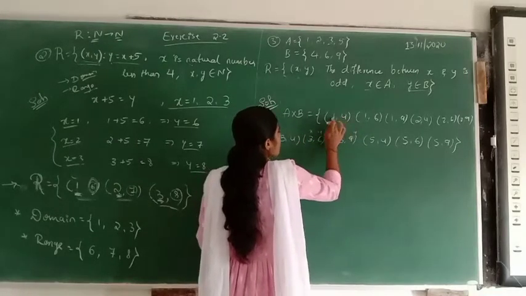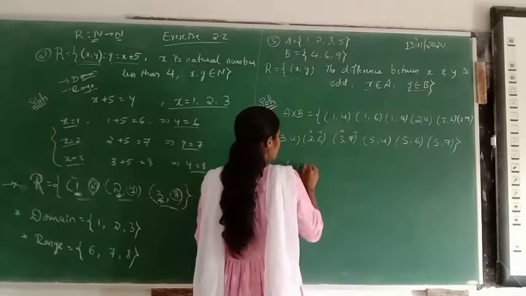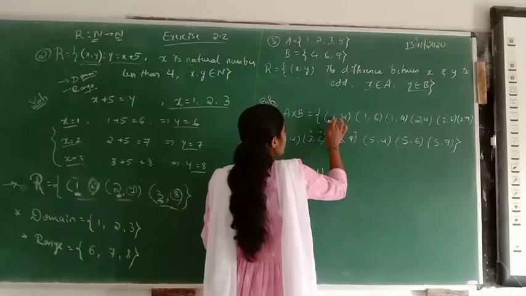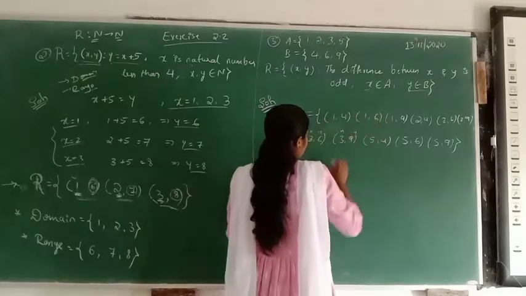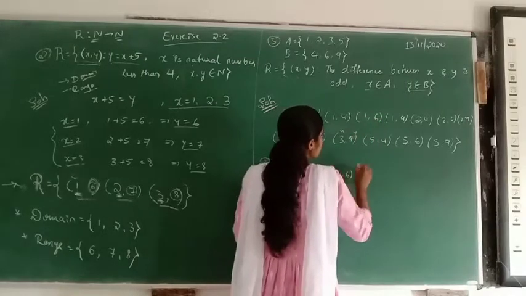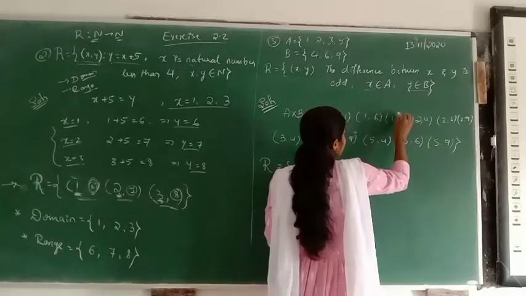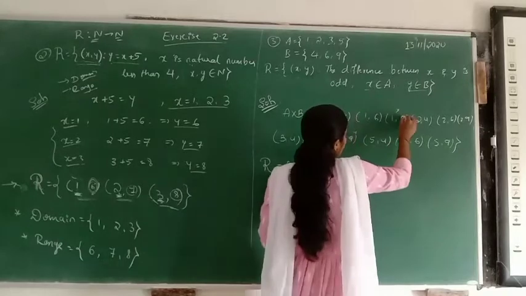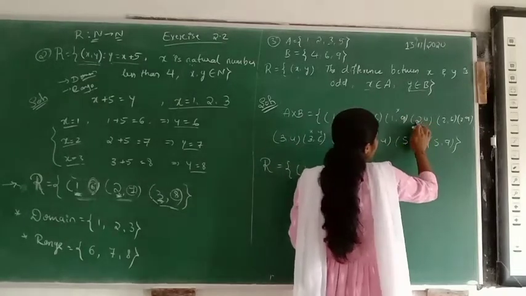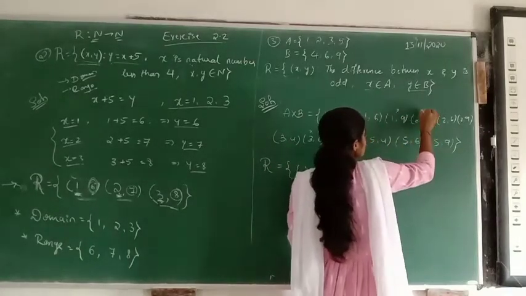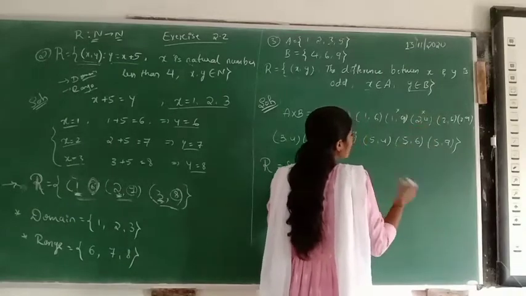See, 4 minus 1 is 3. I will write 1,4 here. 4 minus 1 is 3. See, 6 minus 1 is 5. I will write 1,6. See, 9 minus 1 is 8, so I will not write this 1,9. See, 2,4, that is 4 minus 2 is 2, so I will not write this. 2 is an even number.